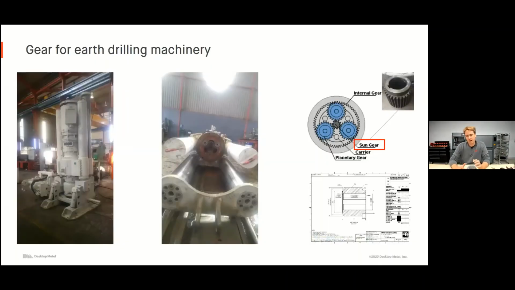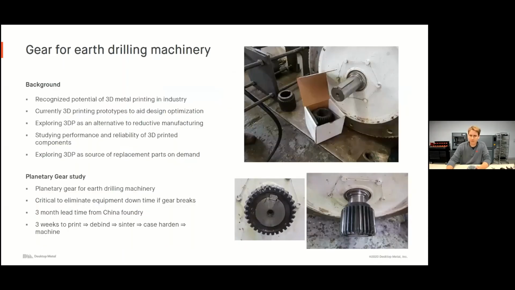One of the parts that they unfortunately had a problem with was this sun gear. They were currently getting this sun gear from a foundry in China with about a 3-month lead time. So when they had one of these sun gears break, they needed to reproduce it very, very quickly so they could get this drill back up and running. So they turned to the Studio System. In just 3 weeks, they were able to print this part, debind the part, sinter the part. They did some post-machining operations, and then did a case hardening operation as well. This greatly reduced the lead time. They went from 3 months down to just 3 weeks.